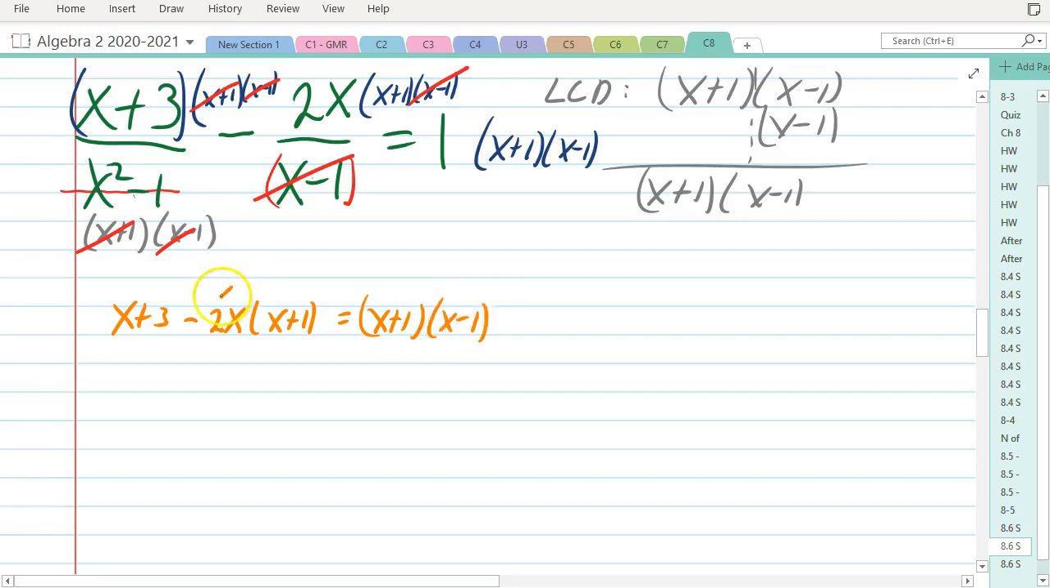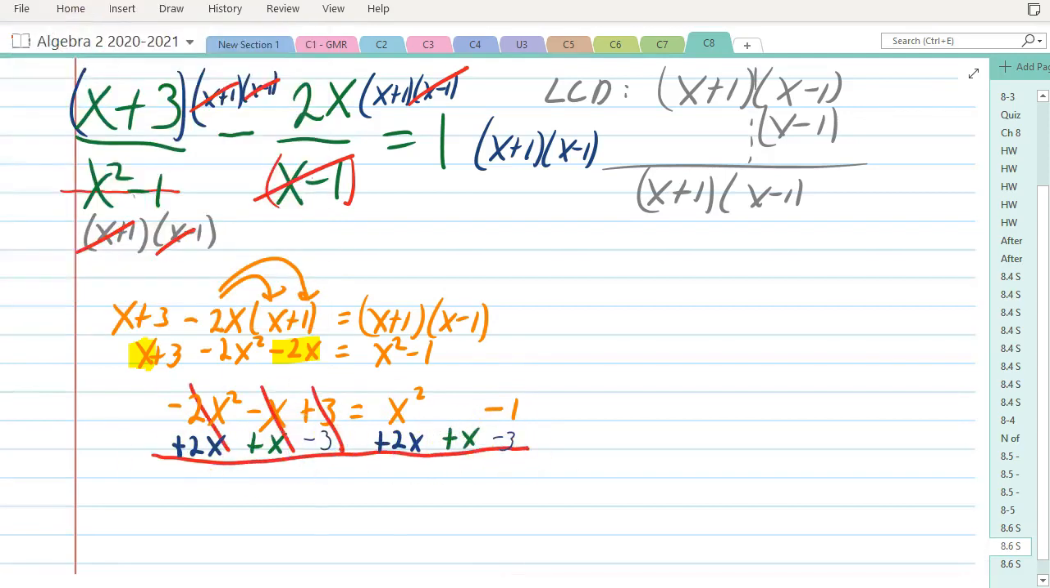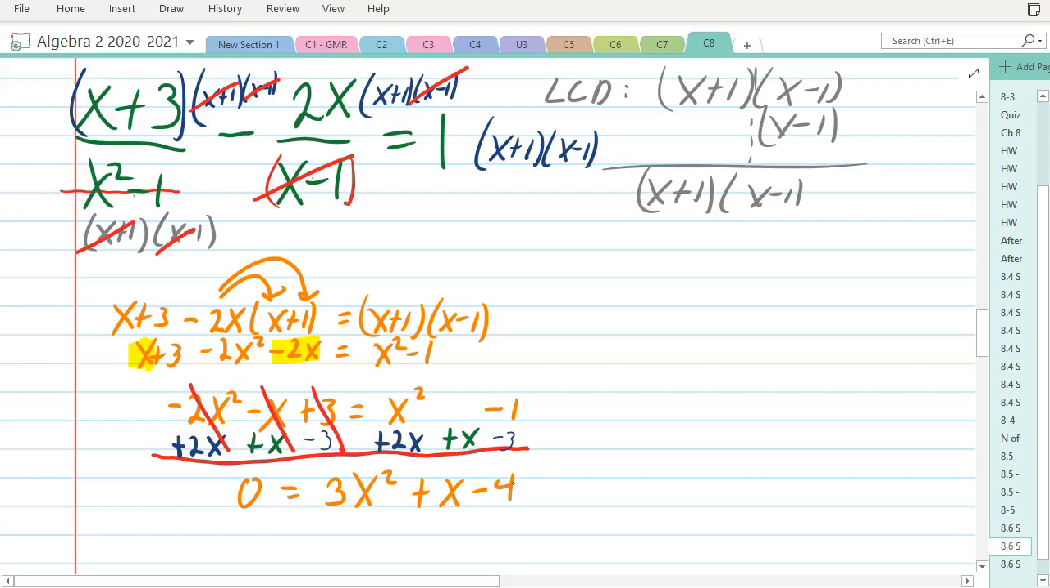Go ahead and multiply, distribute as needed. Don't forget your negative signs. Now I need to move all of the letters to one side since I have a quadratic. And I'm also going to combine my like terms. My negative x and my negative 2x are going to combine, and then after that I can move everything to one side. And what that should give you in the end is 0 is equal to 3x squared plus x minus 4.